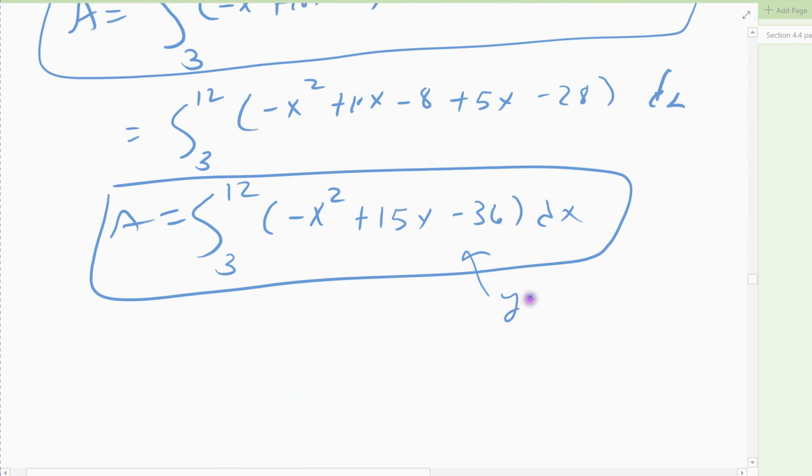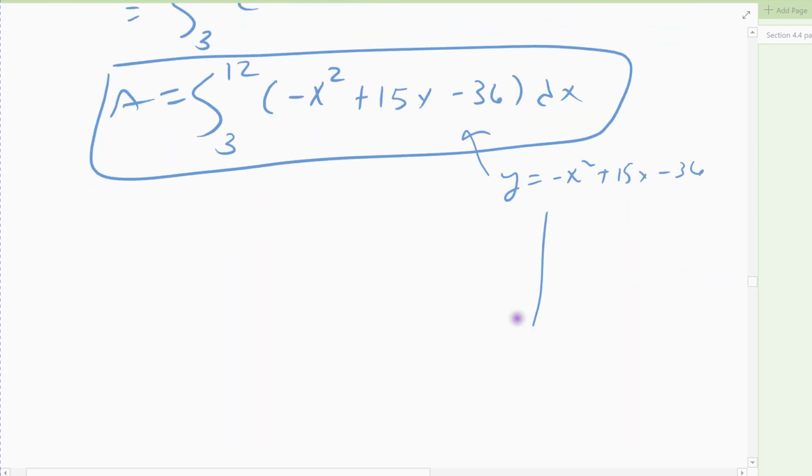So remember, when you solve this graphically, you're going to plug this into the calculator: negative x squared plus 15x minus 36. All right, so we graph that. Make sure your window's big enough. A standard window won't work because I have to go out to 12. So I'd change my x maximum to probably 15 just so that I can see the picture.